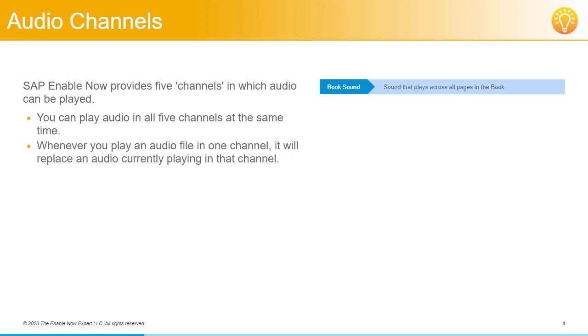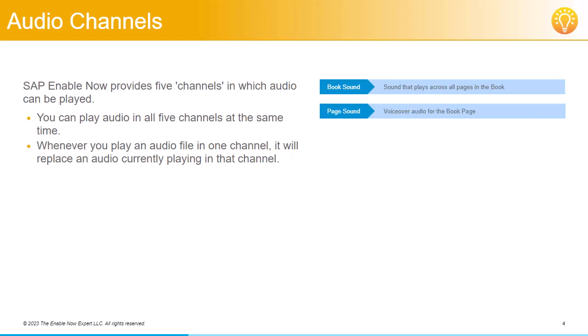Book sound is used for audio that should play continuously across multiple pages in a book. You start it playing on one page, usually the first page in the book, and then the sound will keep playing as the user navigates to other pages within the same book. This is commonly used for background music.